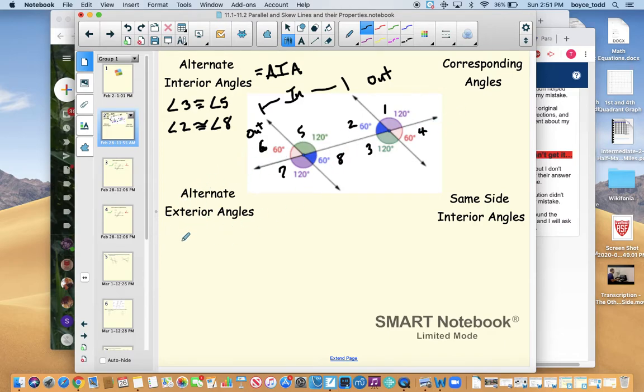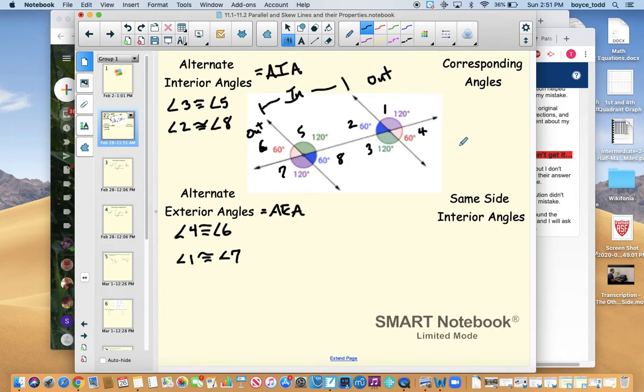So alternate exterior angles, okay? We're going to call those AEA from now on, just to abbreviate. Exterior are the outside ones, right? And we're going to look at the ones that are also congruent. So angle 4 is congruent with angle 6. And then angle 1 is congruent with angle 7. All right, so you have 2 sets of alternate exterior angles.